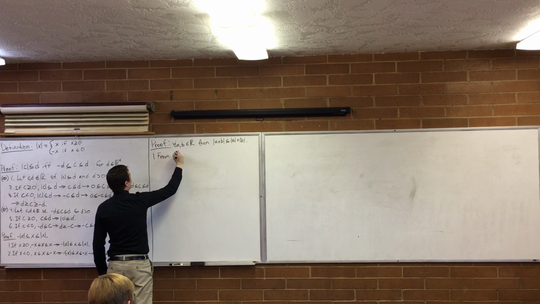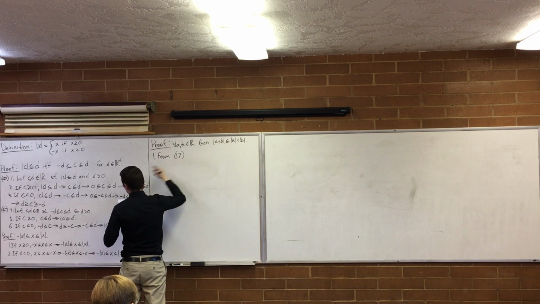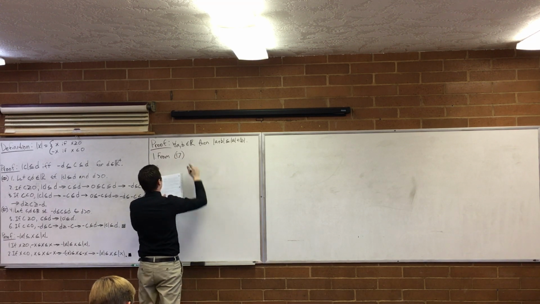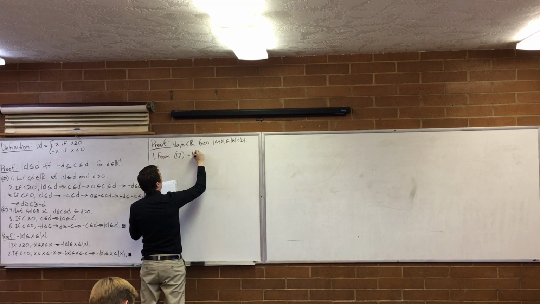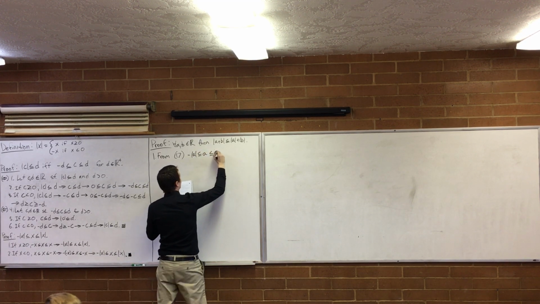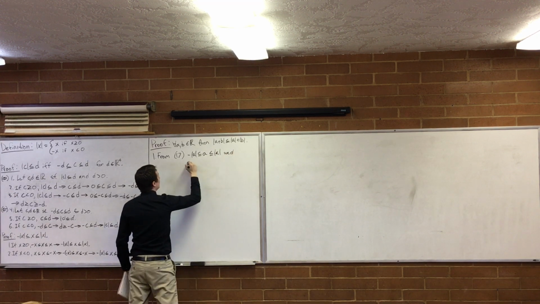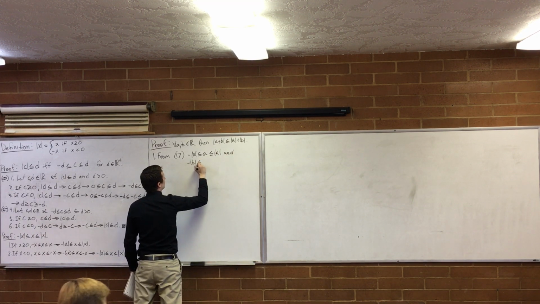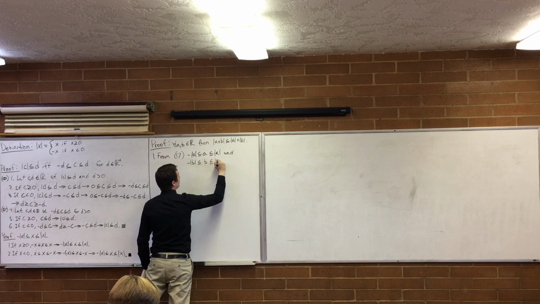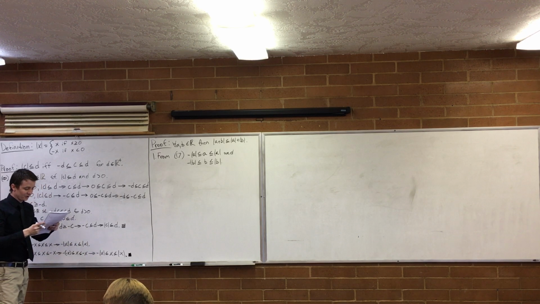Which one are we referring to? I'll show which one in a second. Negative absolute value of A is less than or equal to A is less than or equal to absolute value of A, and negative absolute value of B is less than or equal to B is less than or equal to absolute value of B. So that's obviously this one, right?